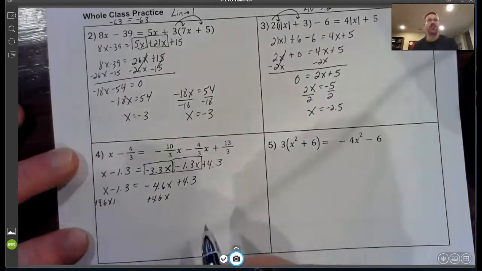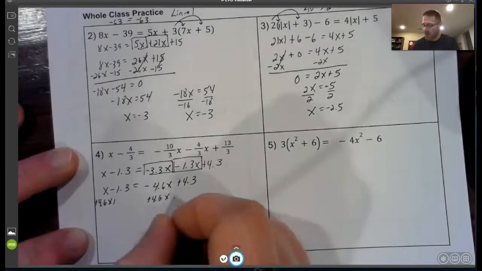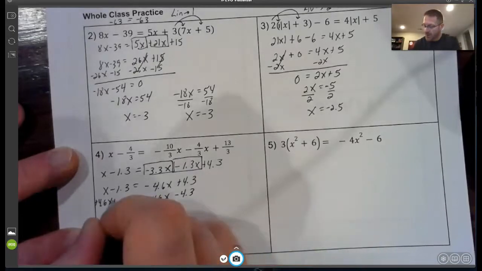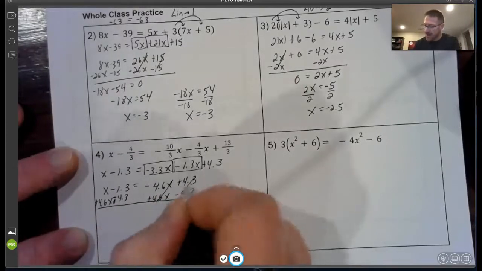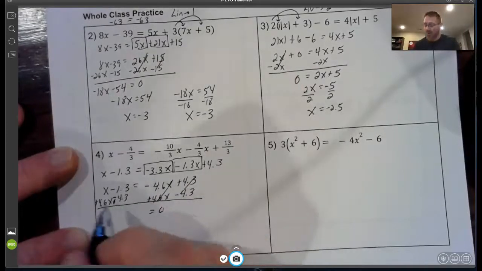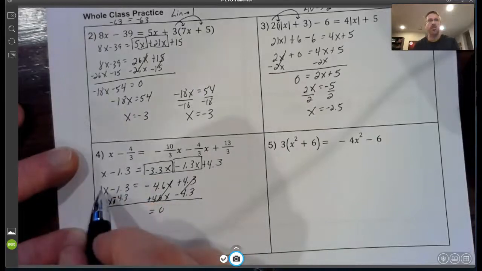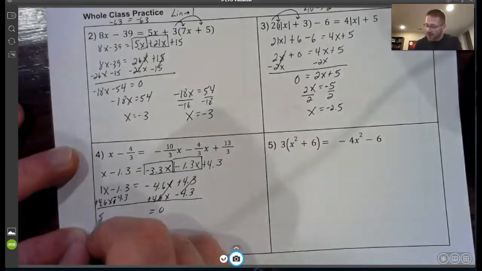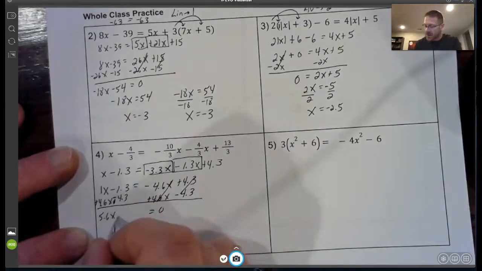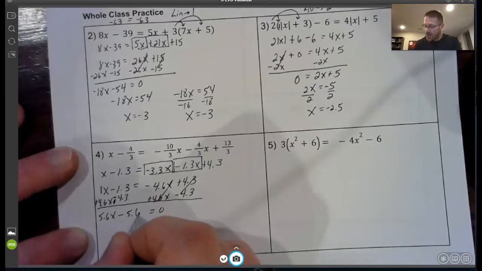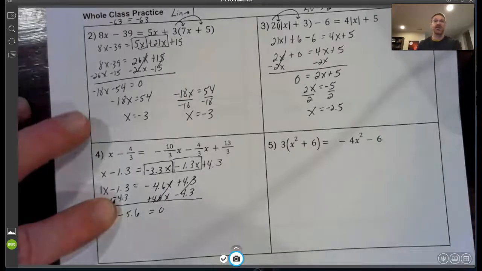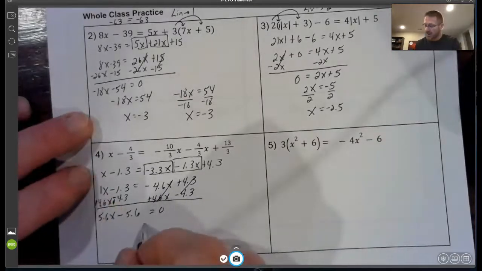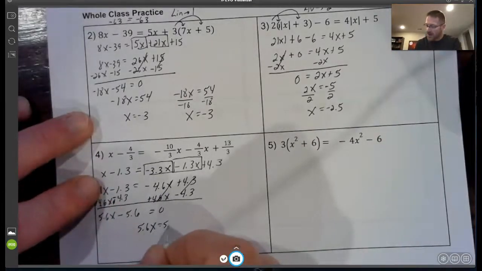All right, so very important, the variable goes with the variable. Almost put it in the wrong slot there. So minus 4.3, so minus 4.3. All right, that makes my right side equal to 0. Now remember, this is a 1 here. This is 1x. So this is 1 plus 4.6, so that's 5.6x. And then negative 5.6. And now I get to use my 0 property. And once again, what minus 5.6 is 0? 5.6. So 5.6x equals 5.6.